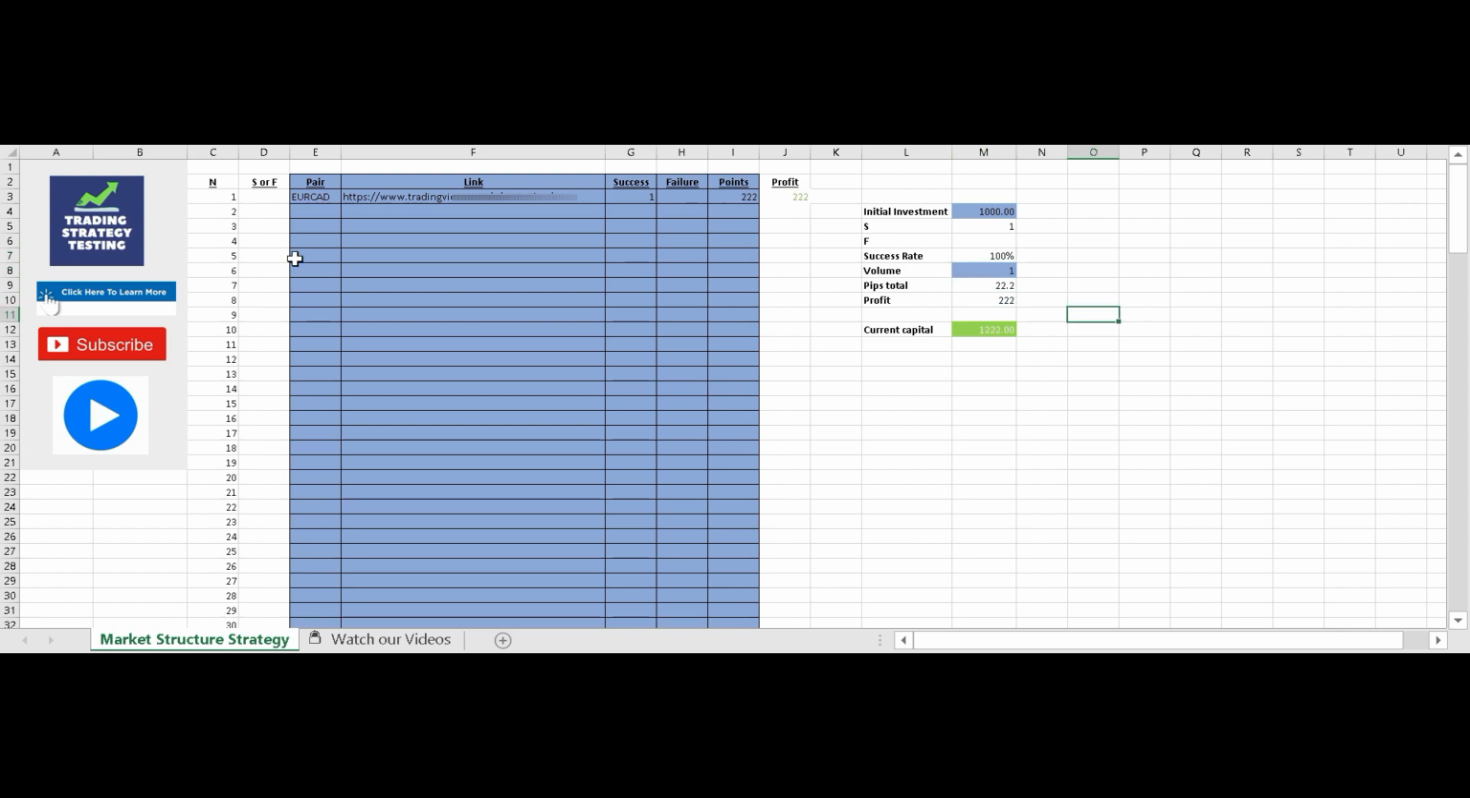Amazing! If we had a $1,000 account or more and we entered this trade with one standard lot, we could have made a profit of $222. Honestly, I don't think this is the right way to trade Forex. We need to consider the risk level involved.